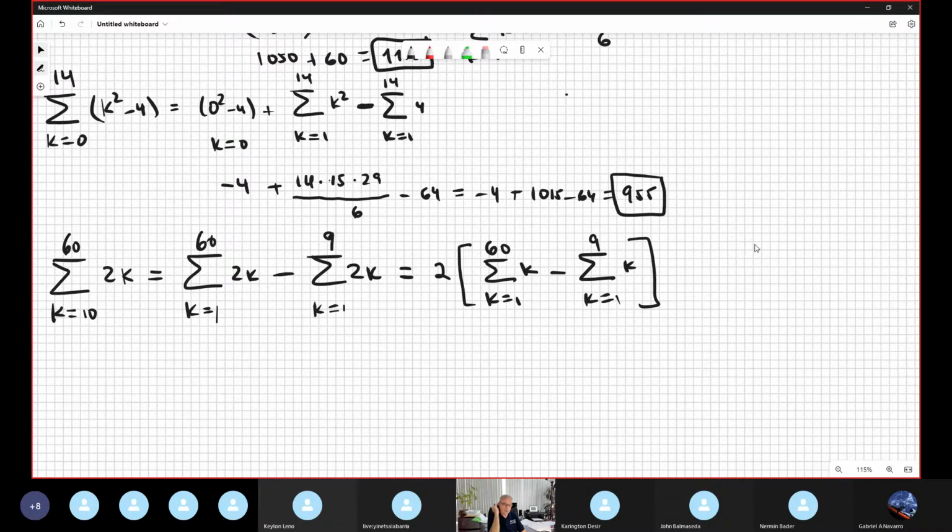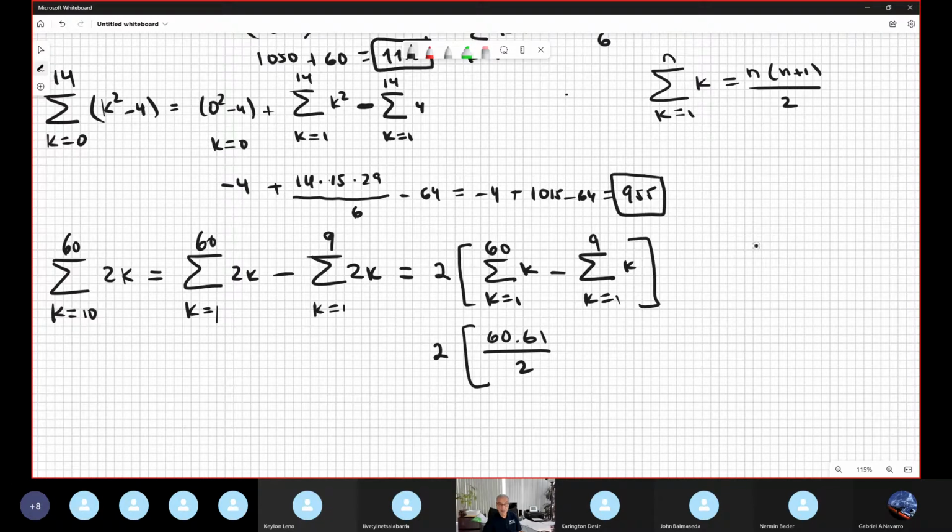Okay, now easy. This is 2 times, and you apply one more time the formula. What formula? That formula. The summation from k equal 1 to n of k is n times n plus 1 divided by 2. And our specific example is 60 times 61 divided by 2, minus 9 times 10 divided by 2. These two are cancelled. It's a coincidence.